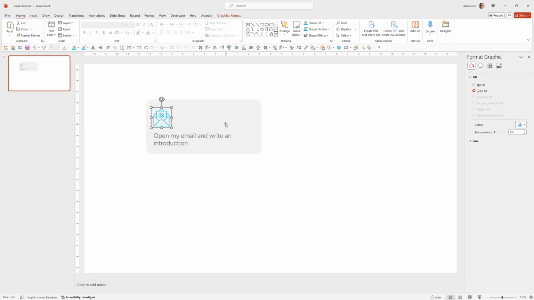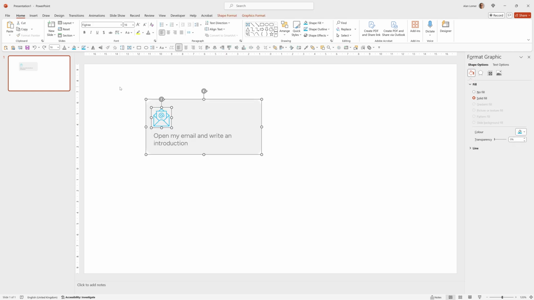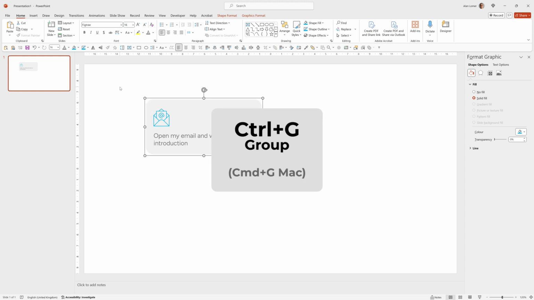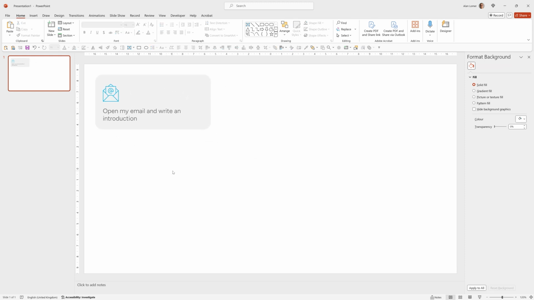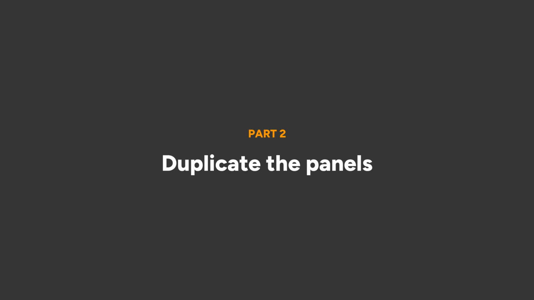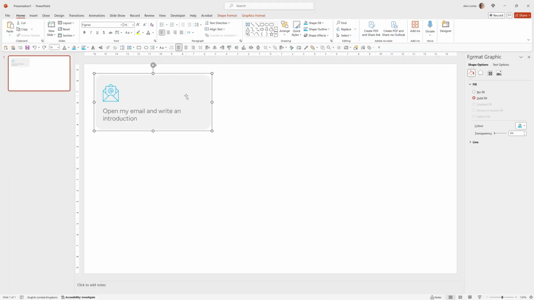I'll just control Z to undo that. Now I can select all of this and control G to group, place it where I want, which is about here. And now we have our panel. I'm going to duplicate it and add the animation, and then we can change the text and the icons later. And now I want to create this.